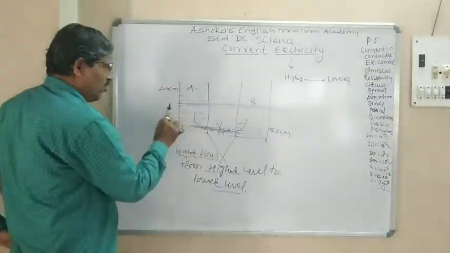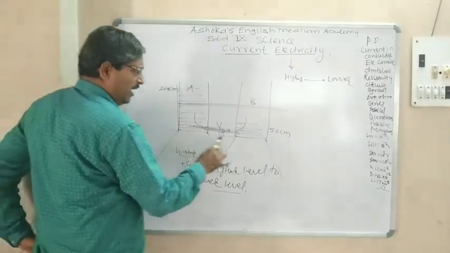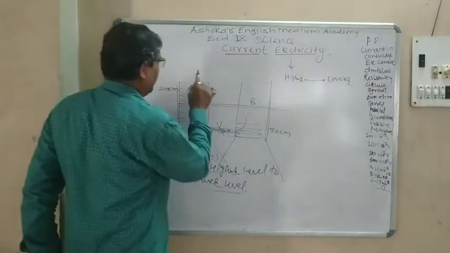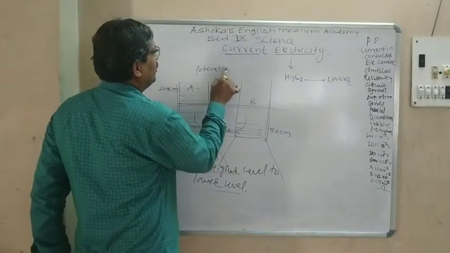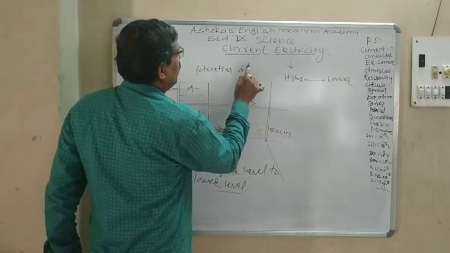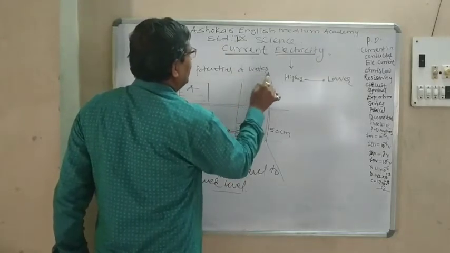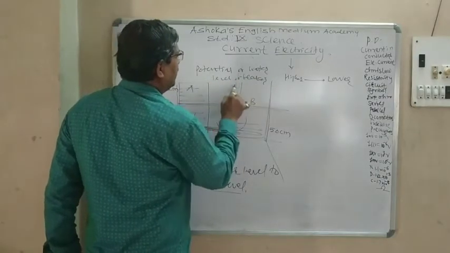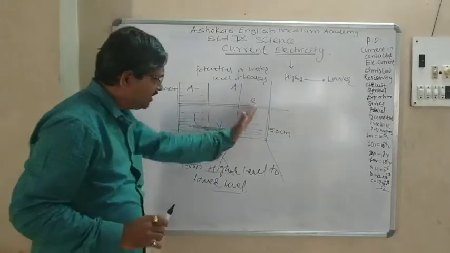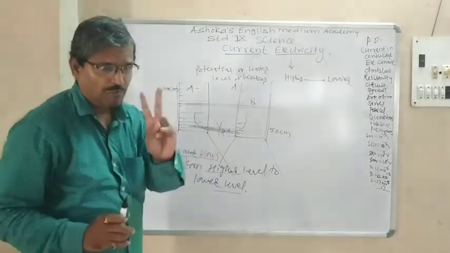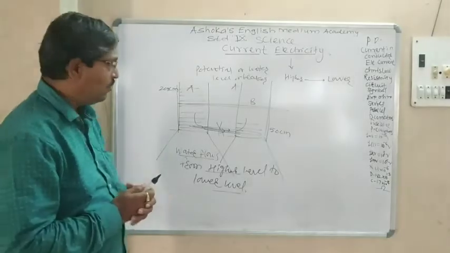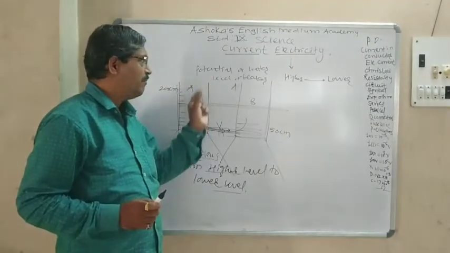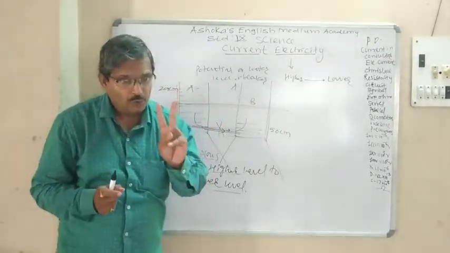The level of water in beaker A and the level of water in beaker B is called a potential, the potential of the water level. That is the potential water level of beaker A. So the difference between the levels of water of both the beakers is called the potential difference of water of two beakers.